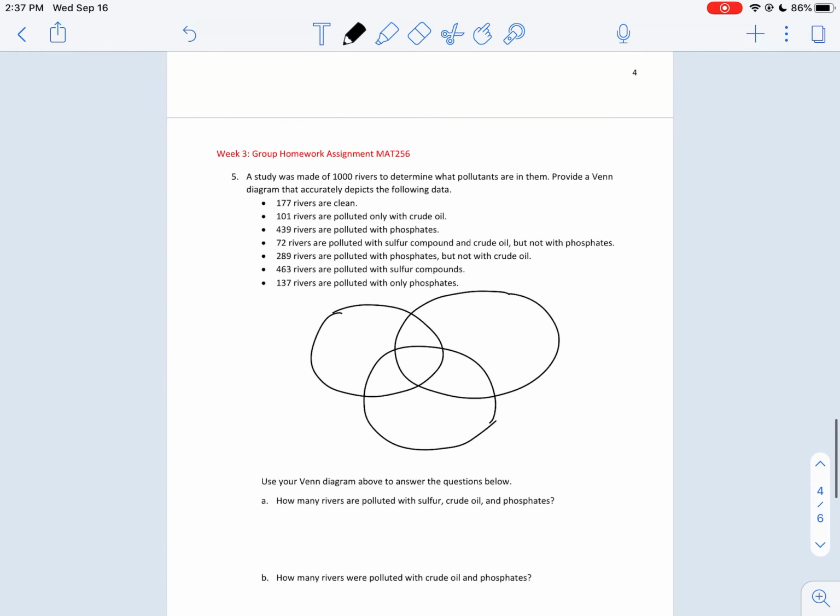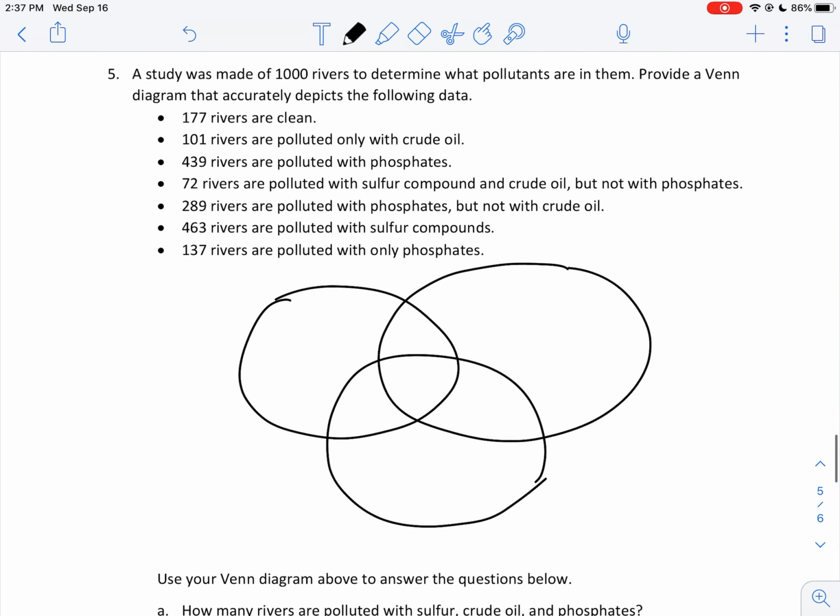Okay, so let's do that. And let's identify which circle is which. Let's say that this circle here is crude oil. This circle here we'll say is the phosphates. And this other circle is our other one, which was the sulfur. We'll just say sulfur, the sulfur compound.